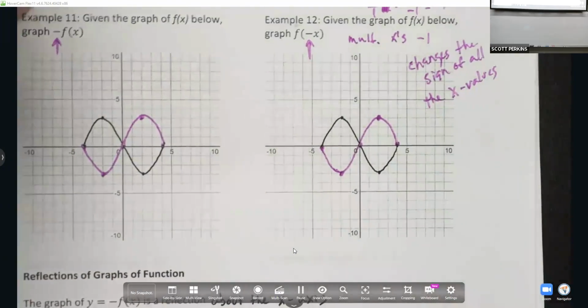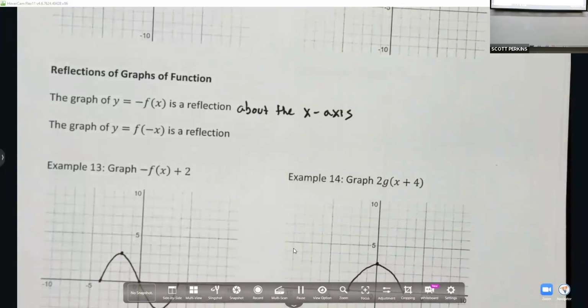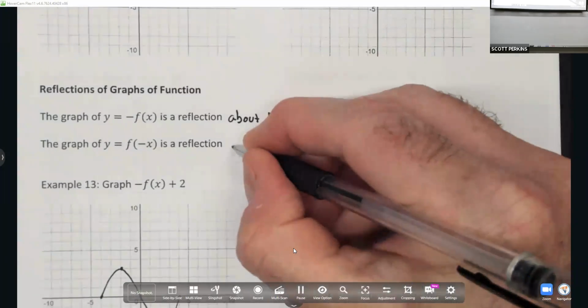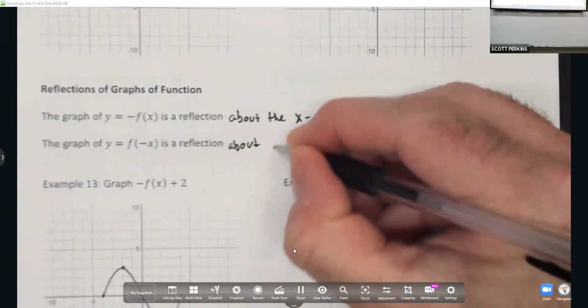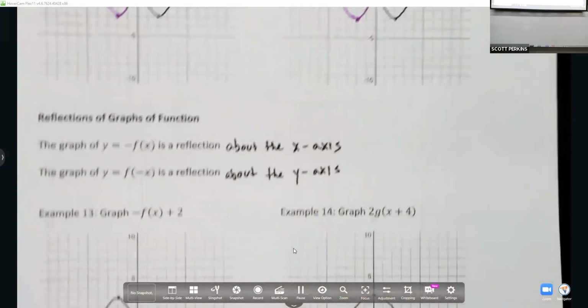And here's the point to this. The purpose is when you change the sign of all the x values and you take all the positive x values and make them negative, and all the negative x values and make them positive, that's a reflection about which axis? The y-axis. Yes, that was what I was intending to show, but I did not do the best job.